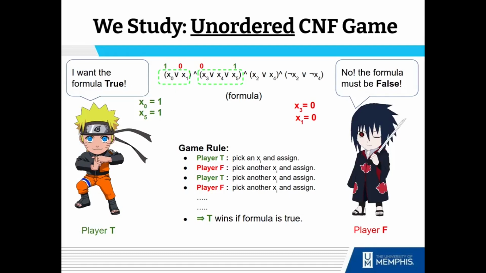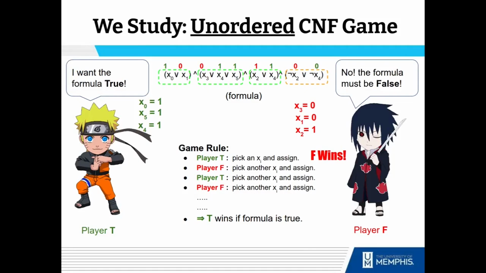So, let us suppose player T plays x4 equal to 1. Now, player F's strategy is to make them equal. So, player F makes x2 equal to 1 and the last clause becomes unsatisfied. So, in this particular game, player F wins. So, if we ask the same question, who has the winning strategy in this game, that becomes an interesting question, and we will work on that.